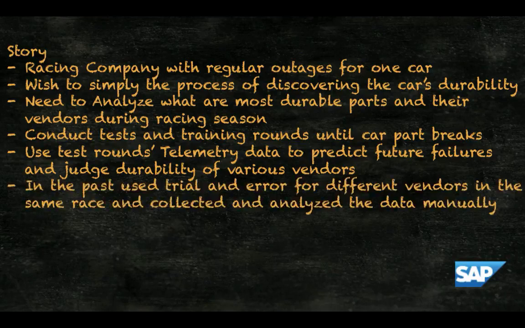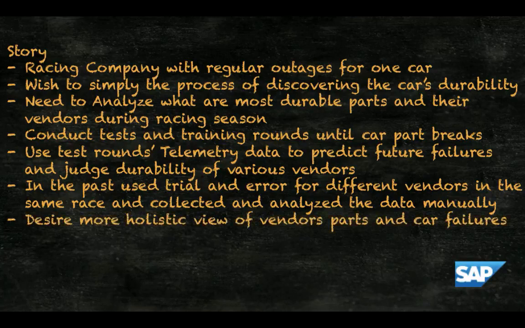In the past, they did trial and error, where they tried different vendors in the same race. They collected and related that data manually. There was no streamlined and standardized process to rely upon during the race and season. It would be great for them if they could get a more holistic view and visibility of the relation of vendor parts and car failures.